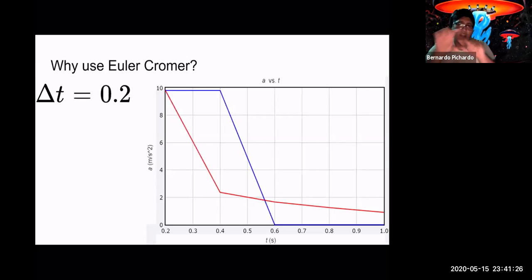Big rectangles, you'd have gaps. The smaller the rectangle, the more accurate it is. Same thing with Euler-Kromer. In this case, what's changing is the time interval. The smaller the time interval, the more accuracy we'll get.